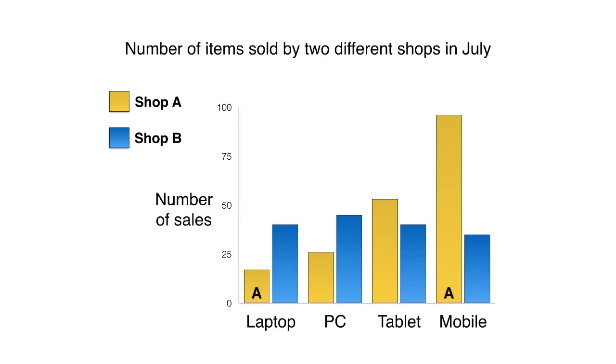Instead of comparing Shop A and Shop B, you could compare two different items in Shop A. Shop A sold nearly 100 mobiles but less than 25 laptops. You could compare those two figures. So your job is to compare the bars, whether it's with time or with just items. It doesn't matter, you're comparing the bars.